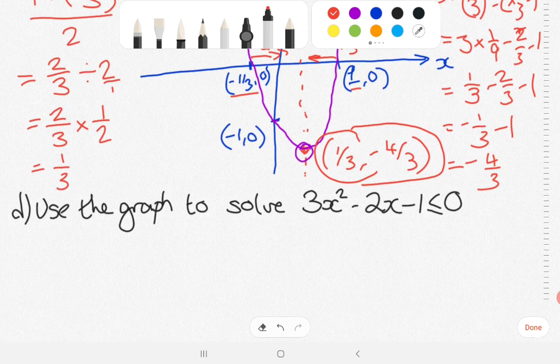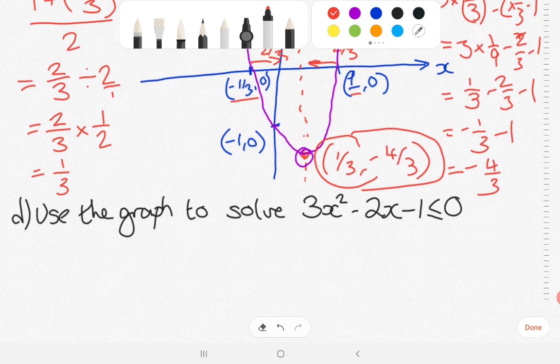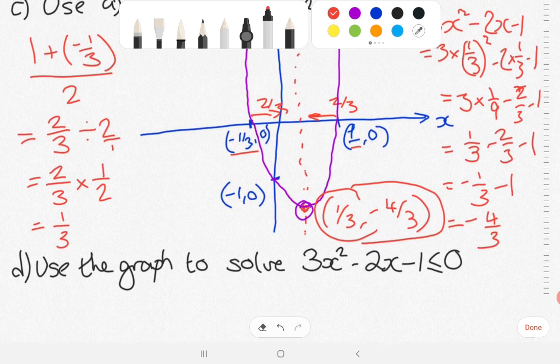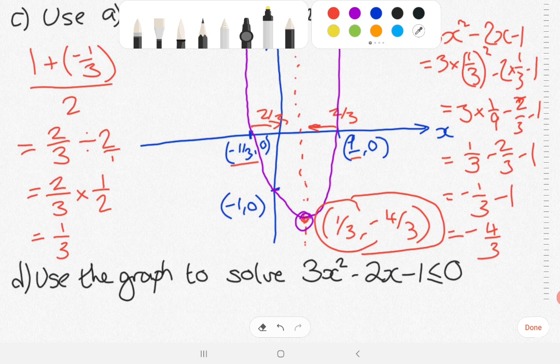Part D, use the graph to solve 3x squared minus 2x minus 1 is less than or equal to 0. So we want to see everywhere on this graph that is less than or equal to 0. So remember, this is the line where it's equal to 0. So everything that's less than or equal to 0 is everything under the x-axis. So it's everything between minus a third and 1.